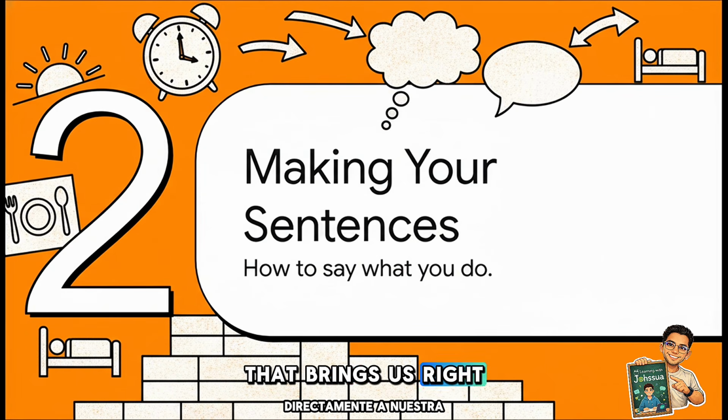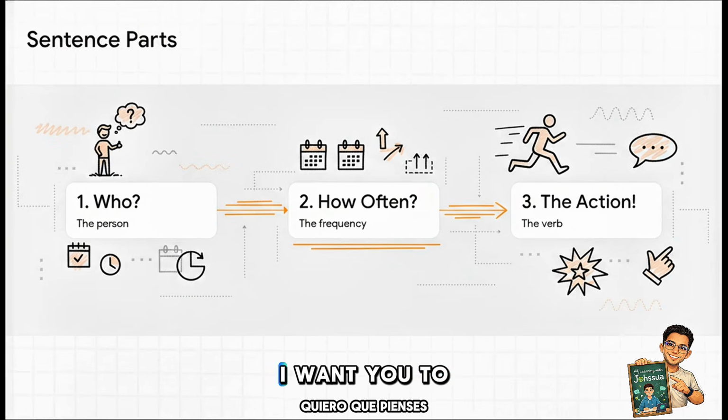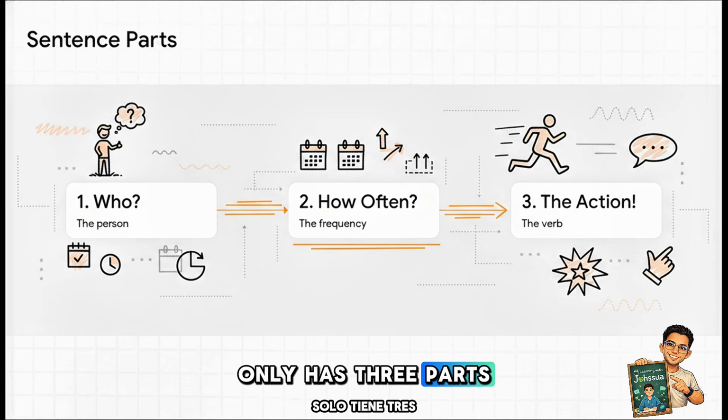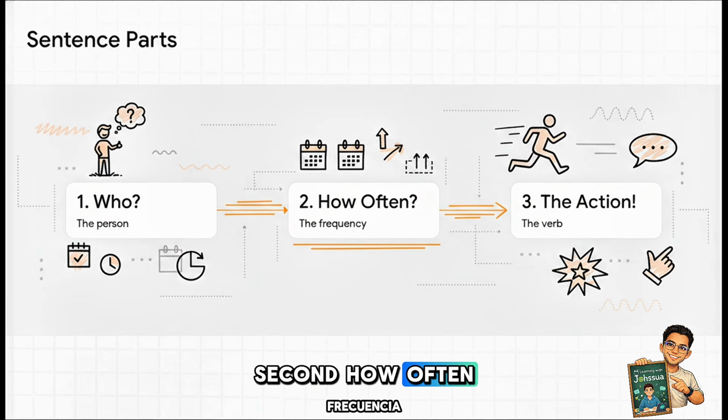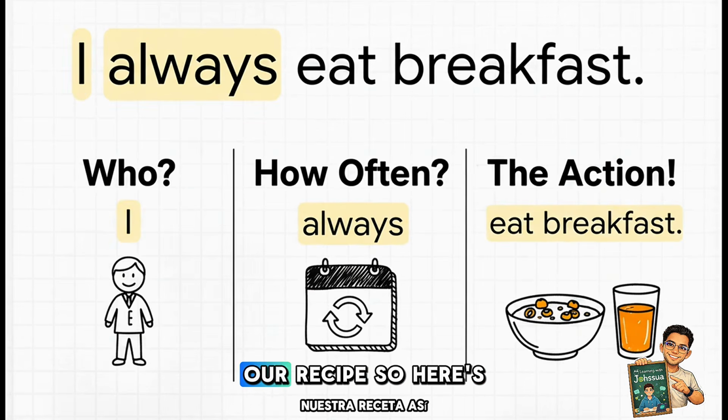That brings us right to our next part, making your sentences. I want you to think of making a sentence like a super simple recipe. It only has 3 parts. First up, you need the who. That's the person doing something. Second, how often. And third, the action. What is it they're doing? Who, how often, the action. That's it. Easy, right? All right, let's try out our recipe.